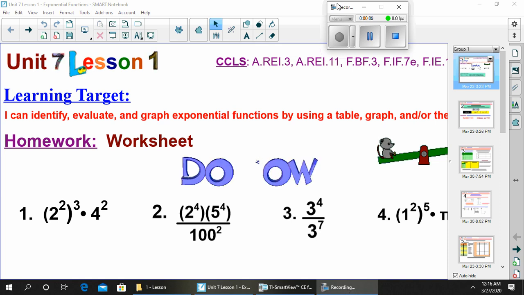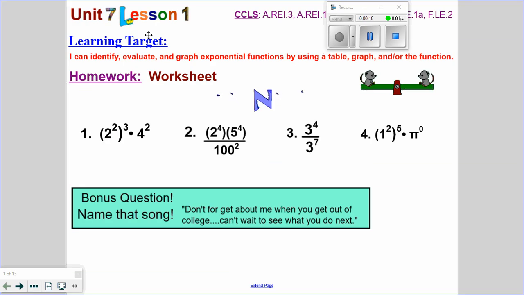Unit 7, Lesson 1. The learning target is I can identify and graph exponential functions by using a table, graph, and/or the function. All right, and so the do now is something that we've done in the prior lesson, in the prior unit. So go ahead and try to put it in exponential form first, and then we'll see about getting the actual standard form. So press pause now.